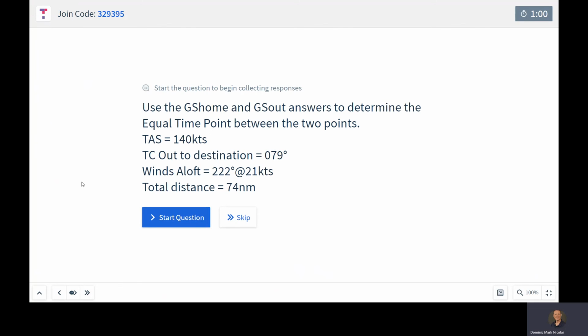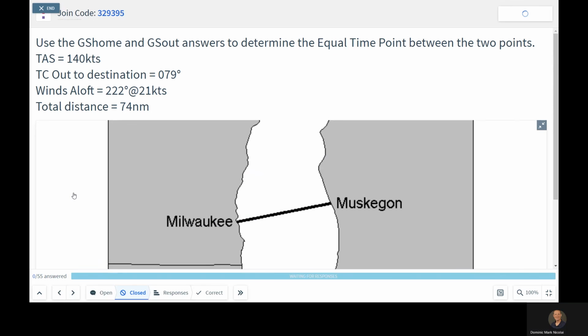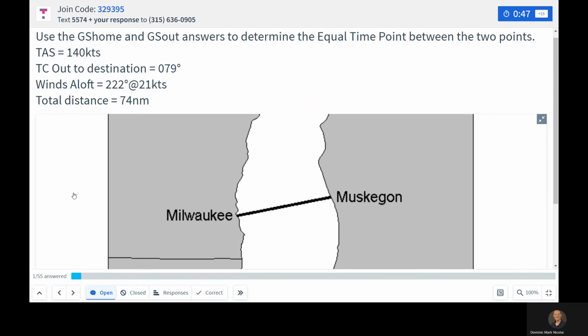All right, so now we're using ground speed home and ground speed out. We're going to actually determine equal time point with the problem. So remember, equal time point is your distance multiplied by the ground speed home divided by ground speed total. So using 123 knots for ground speed home, 156 for ground speed out, you should be looking at around 279 knots for ground speed total.